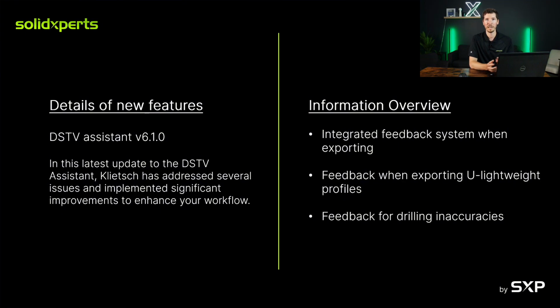There's also been a better feedback system integrated when exporting parts that have common sources of inaccurate results. So, for example, lightweight U profiles made with bent sheet metal parts will now pop up a little warning, allowing you to maybe change your design in order to use it with the DSTV Assistant. And similarly, holes that have been created overlapping a beam flange fillet, or holes that have been created using 2 half circles, will now also give you a warning allowing you to change your design to make it compatible with the DSTV Assistant.